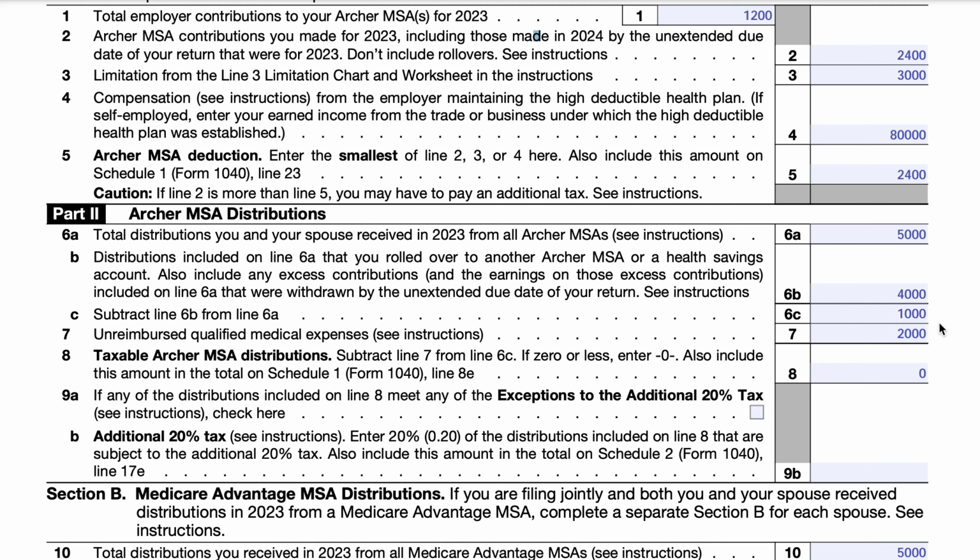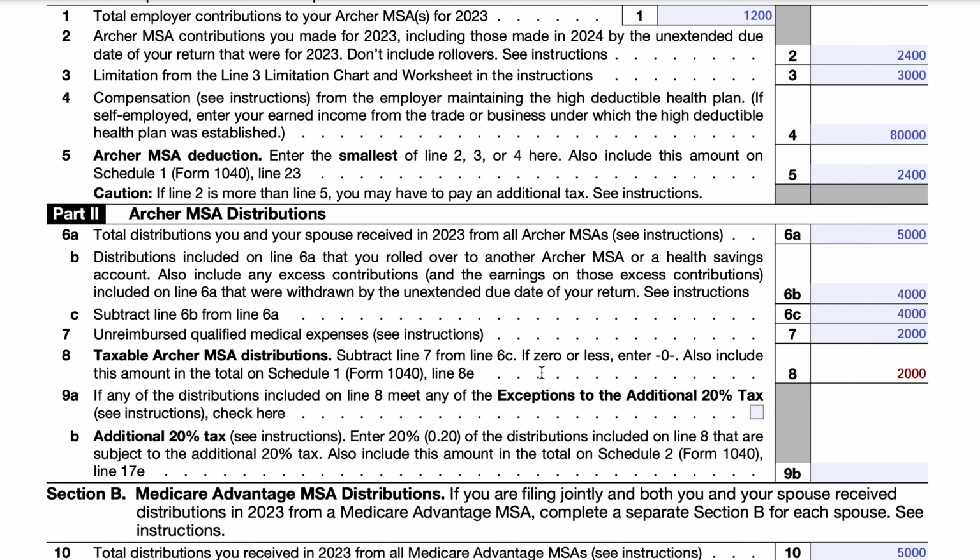So you subtract that amount from line 6C. If it's 0 or a negative number, it's 0. You would also include that in Schedule 1, line 8E. That represents the additional income from any Archer MSA distributions. Let's imagine that this number ended up being $4,000. You would now have $2,000 of taxable distributions that you would report on line 8E.